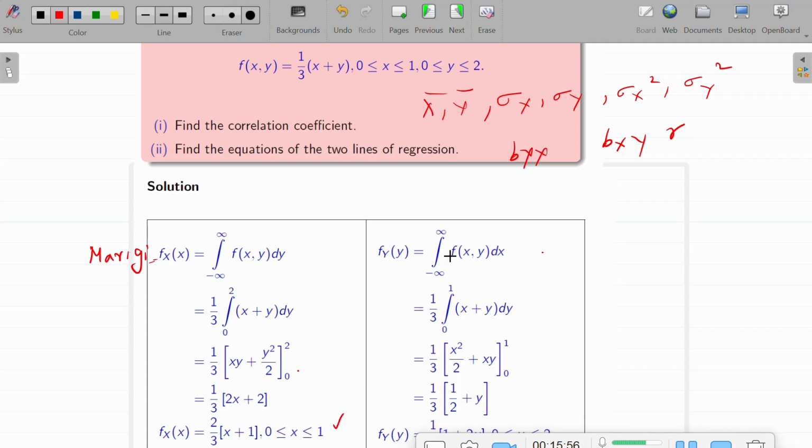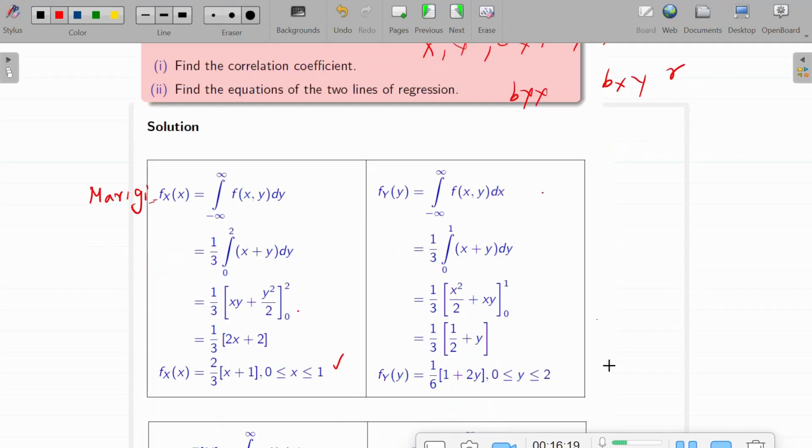Similarly, we can find the marginal distribution fy of y, which is the integral of f of x comma y dx. The range of x is 0 to 1. So proceed with the integration, and we will get the marginal distribution of y. Yes, so fy is 1 by 6 of (1 plus 2y), where the range is 0 less than or equal to y less than or equal to 2.